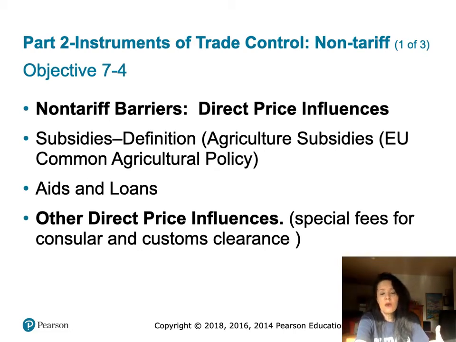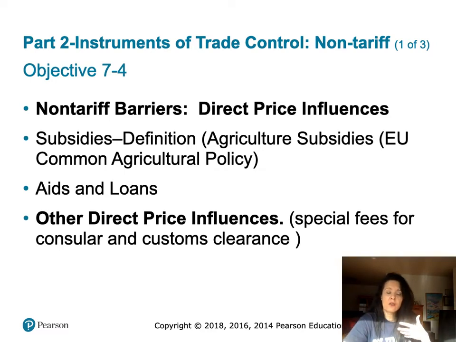So basically, when we talk about non-tariff barriers, we're referring to administrative regulations, policies, and procedures, such as quantitative and qualitative barriers to trade that directly or indirectly impede international trade. So one of these non-tariff barriers is subsidies, and they can also be used as instruments that directly influence the prices, right?